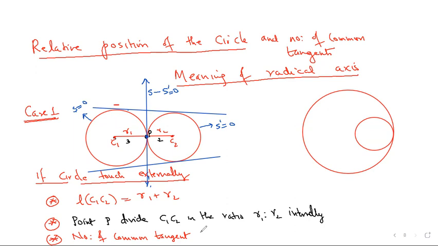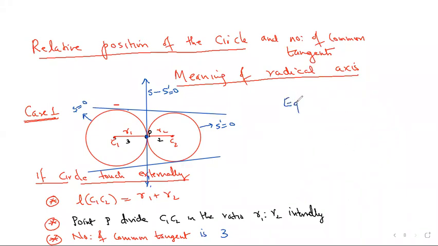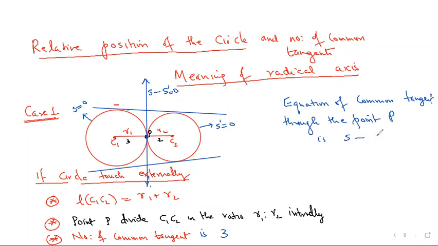So number of common tangent is 3. And the equation of the common tangent through the point P is S minus S dash equal to 0. What does S stand for? Equation of first circle. S dash is the equation of second circle.